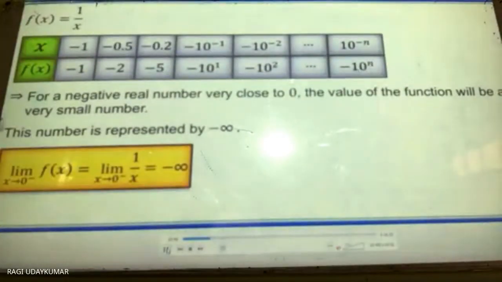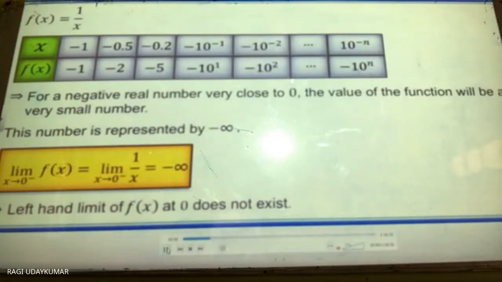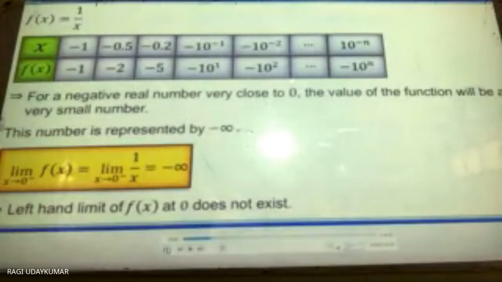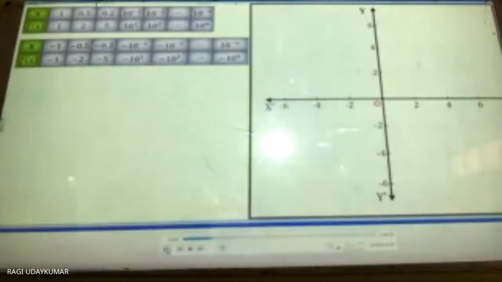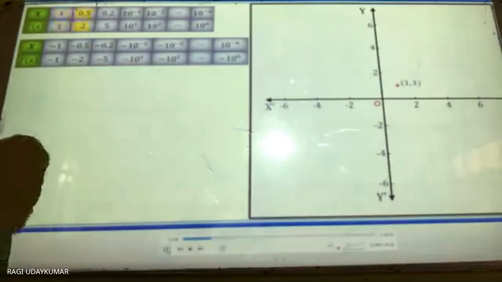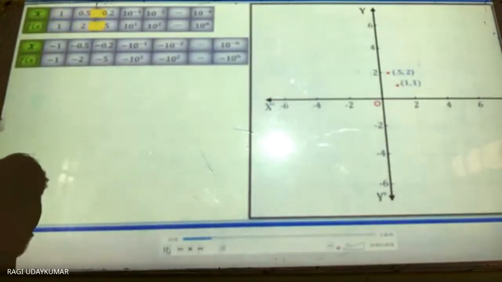You are not getting a single number. Different values you are going to get. So whenever you say limit x tends to 0 does not exist, here the left hand limit and right hand limit are not equal. One is plus infinity, another one is minus infinity. So that's why you can say that it does not exist at x equals 0.